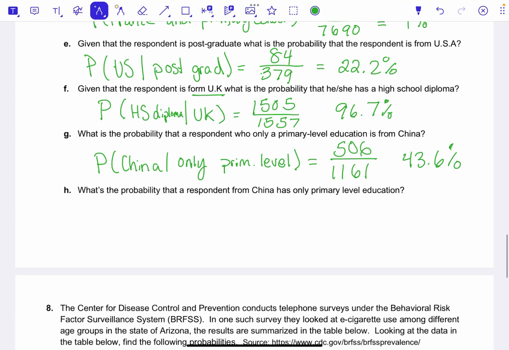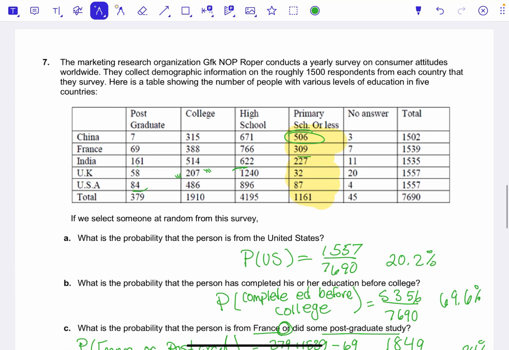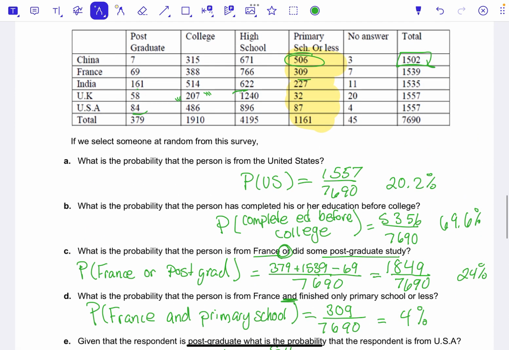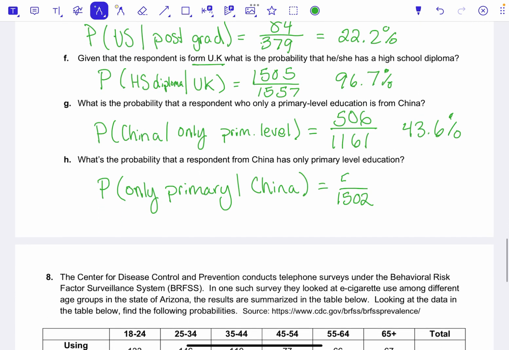All right, the last one on this one. So we have what is the probability that a respondent from China only has a primary level education? So that's basically the reverse of Part G. So only primary, given they're from China. So the number of people from China in this survey was 1,502. And of those 1,502, 506 only had a primary level education. And so that would be about 33.7% of the people surveyed.